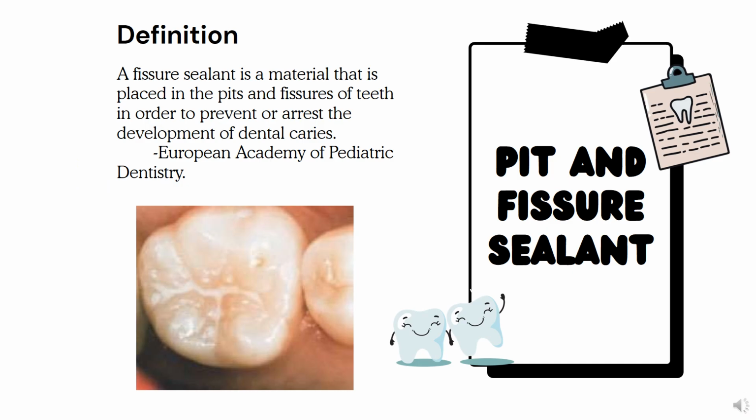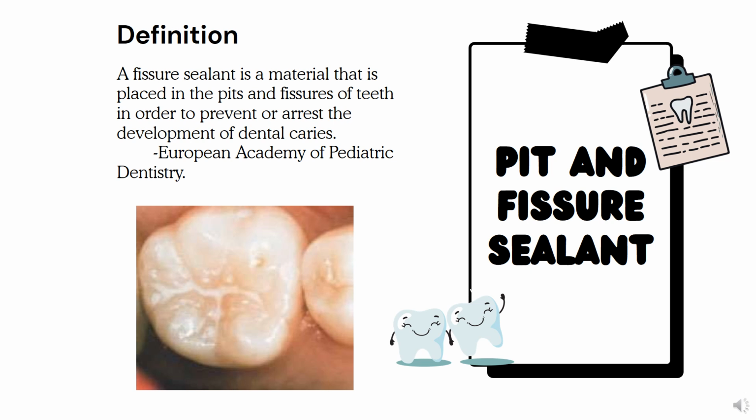Now next moving on to the pit and fissure sealant. So it's nothing but a material. So the definition goes: a fissure sealant is a material that is placed in the pits and fissures of the teeth in order to prevent or arrest the development of dental caries. So why this pit and fissure sealant is used is just we are going to arrest the dental caries. This is one of the preventive procedures.